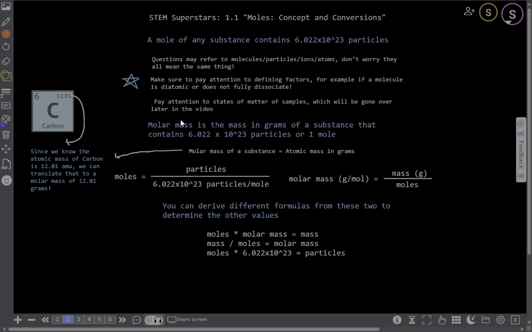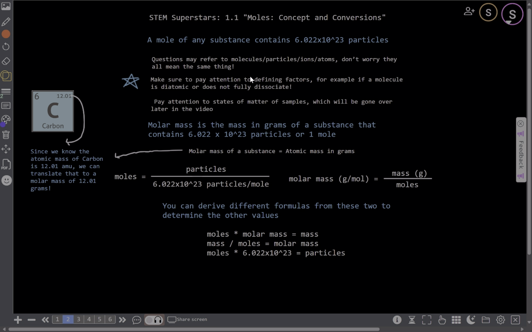On our next slide, we go more into what I said last slide about how, despite every substance's mole having 6.022 times 10 to the 23 particles, they will have different defined masses connected to that. I'll get into that in a minute. But first, questions may refer to molecules, particles, ions, or atoms, but they generally all mean the same thing. And there's always 6.022 times 10 to the 23 of them per iteration in the question.